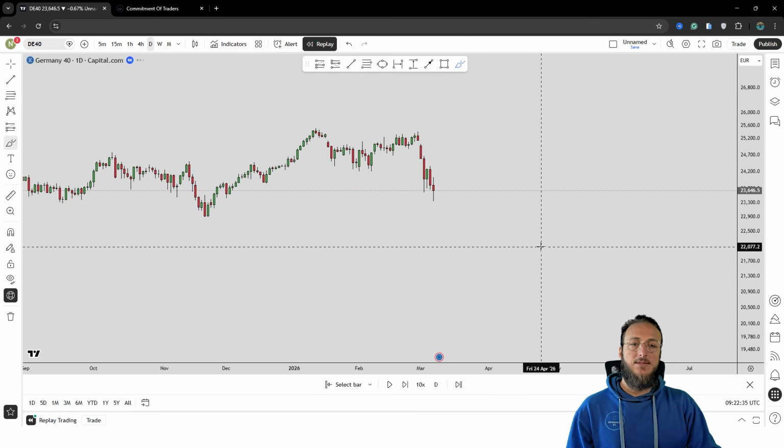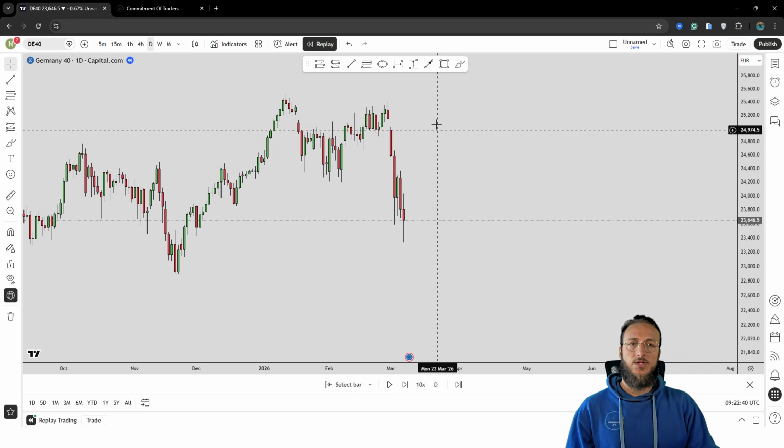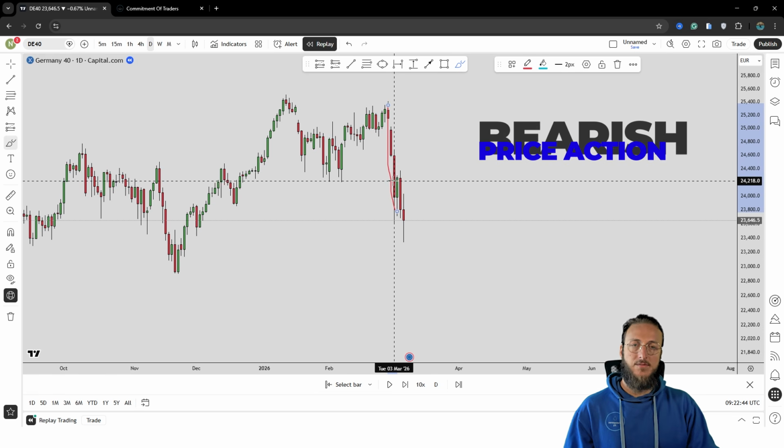Dropping down on the daily time frame, what do we see? Now here in the daily, things were interesting as well. We can notice a strong push to the downside also here, massive impulse to the downside.